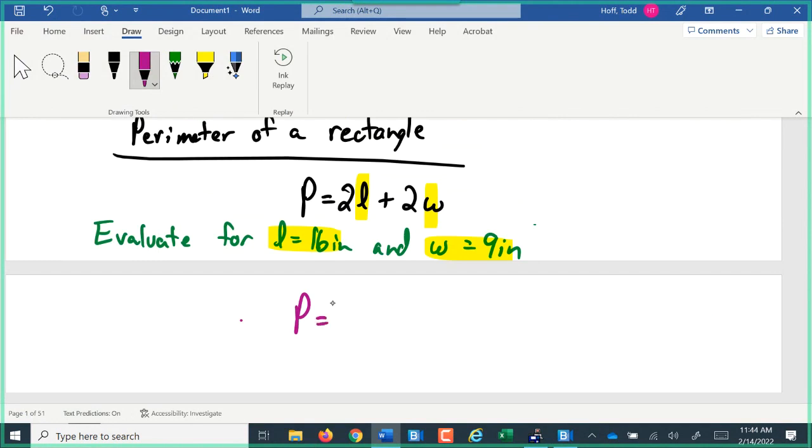So P equals, instead of 2L, it's 2 times 16. Remember, the number in front of the letter means it's multiplied by that number. Plus 2W is going to become 2 times 9.